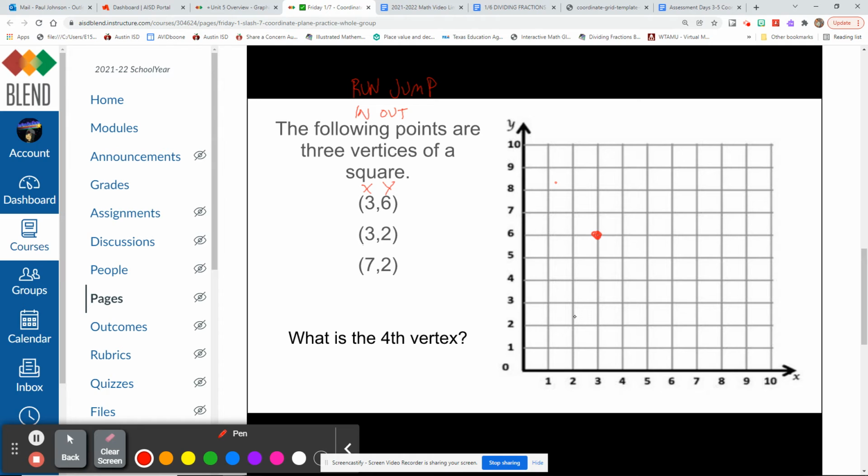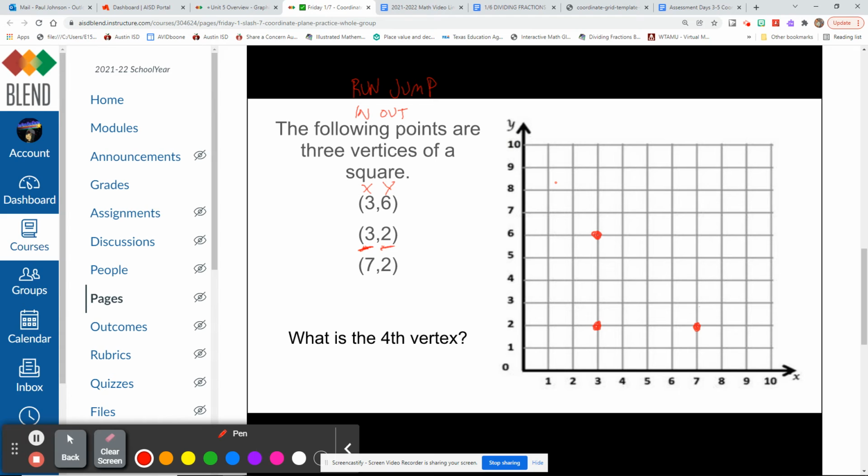Second point, we would jump 3. We would run 3. Oh my goodness. You can't jump before you run. That's crazy. All right, so you would run 3 and jump 2. So we're going to run 1, 2, 3 spots and jump to the 2. All right. The third plot point is 7, 2. So we're going to run to the 7 on the x-axis, and then we're going to jump up to 2.